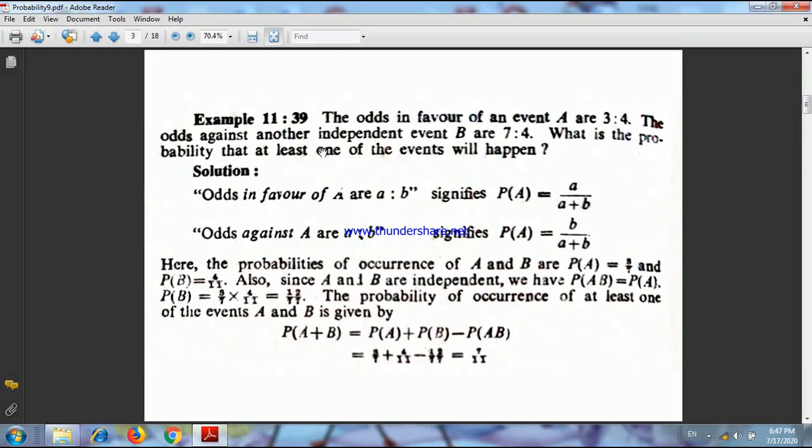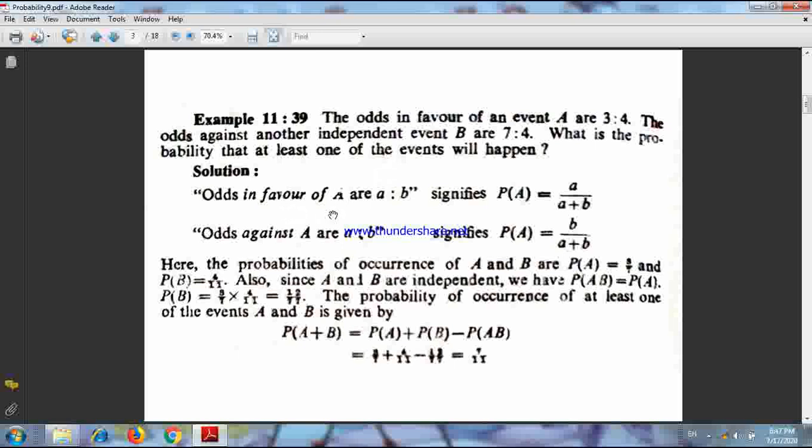So another example: the odds in favor of an event A are 3:4. The odds against another independent event B are 7:4. What is the probability that at least one of the events will happen? So we want to find the probability of at least one of the events. That means to find probability A union B.